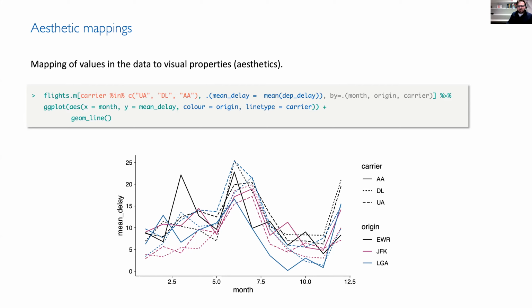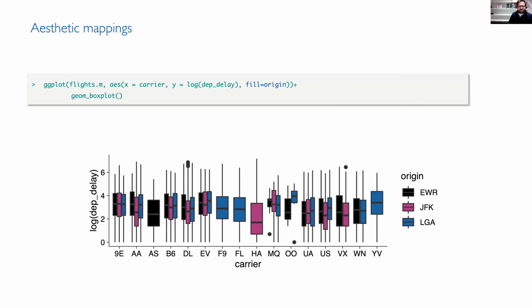We can change other aspects of the plot. For example, I here say that the fill should be the airport, and then I use a box plot, and then I get an overview of how the different airports compare to each other for each carrier. What you can see is that JFK is doing well for some of them, but not for all. For American Airlines and for United, and where is it? Delta. Delta is doing well, but there is no clear trend here, of course.